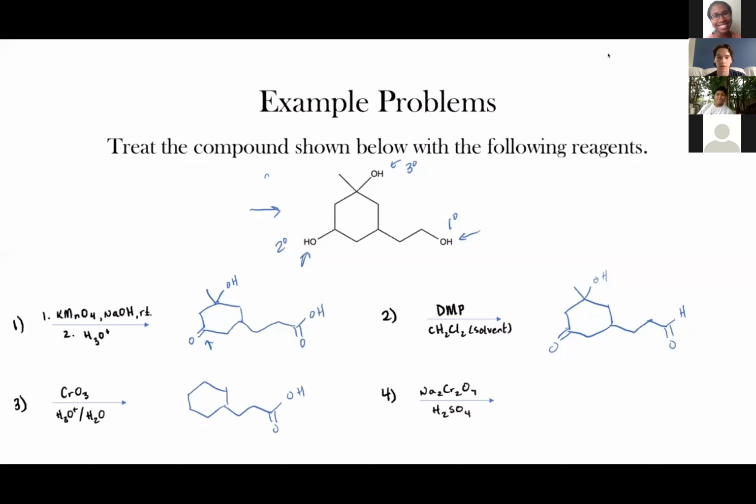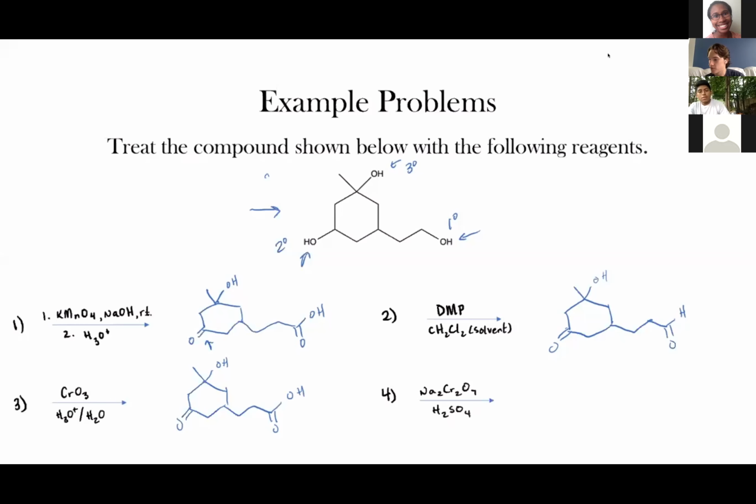And how about our secondary alcohol? Ketone. Wait, I have a question, real quick. So does the secondary always form a ketone no matter the strength of the oxidant? Yes. So secondary will always form a ketone, whether you're using a strong or weak oxidant.